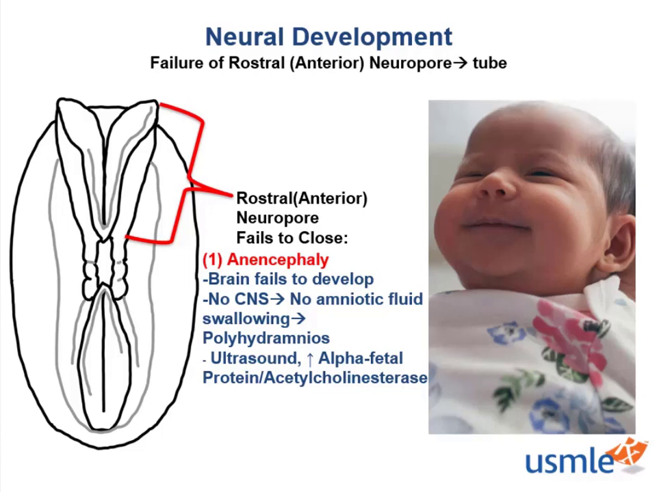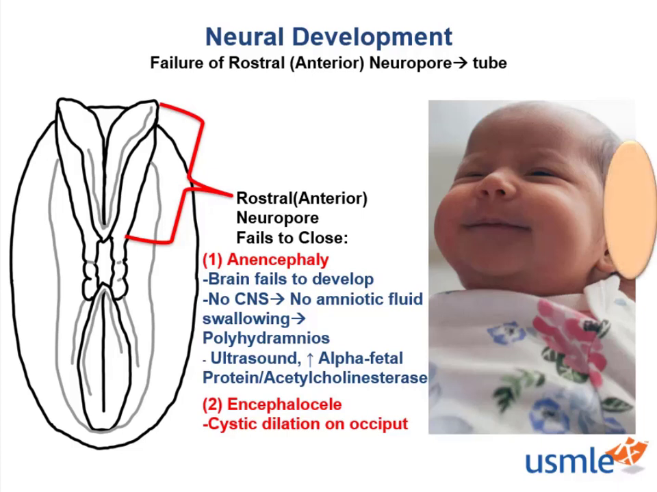Lastly, an encephalocele can form, which is a cystic dilation that classically occurs on the occiput or back of the head, like here. This encephalocele can contain neural tissue as well as result from failure of the anterior neuropore to fuse into the neural tube. Again, go Google search an image of this to make it clearer in your minds.